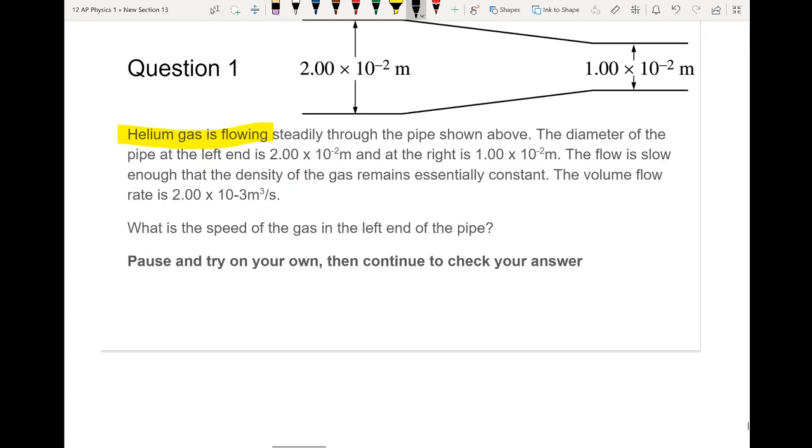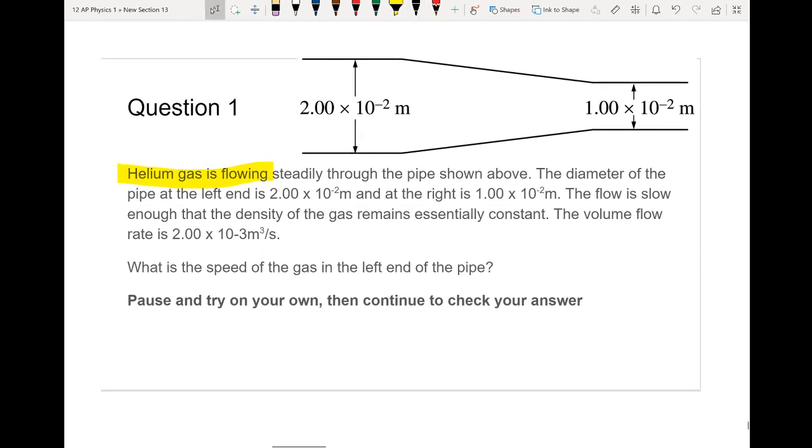Yeah, so we want to know what's the speed at the left end. If we're looking at this, we know something about the dimensions on the left, we know dimensions on the right, and we know the volume flow rate, so then we just want to know the speed.